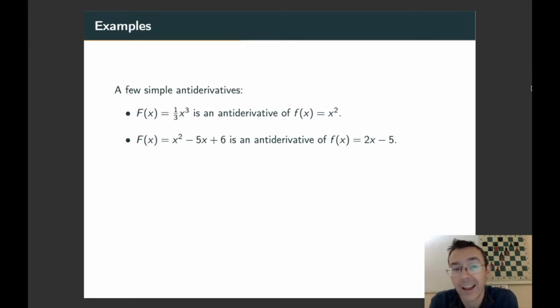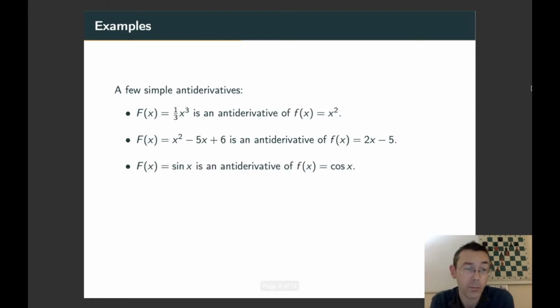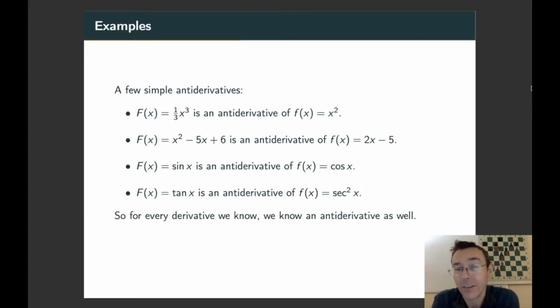Similarly, if we differentiate x squared minus 5x plus 6, we get 2x minus 5. So an antiderivative of 2x minus 5 is x squared minus 5x plus 6. A couple of trig examples. The derivative of sine of x is cosine of x, so an antiderivative of cosine of x is sine of x. And if we differentiate tangent of x, we get secant squared. So tangent of x is an antiderivative of secant squared of x. The moral of this story is that anytime we can do a derivative, we know an antiderivative as well.